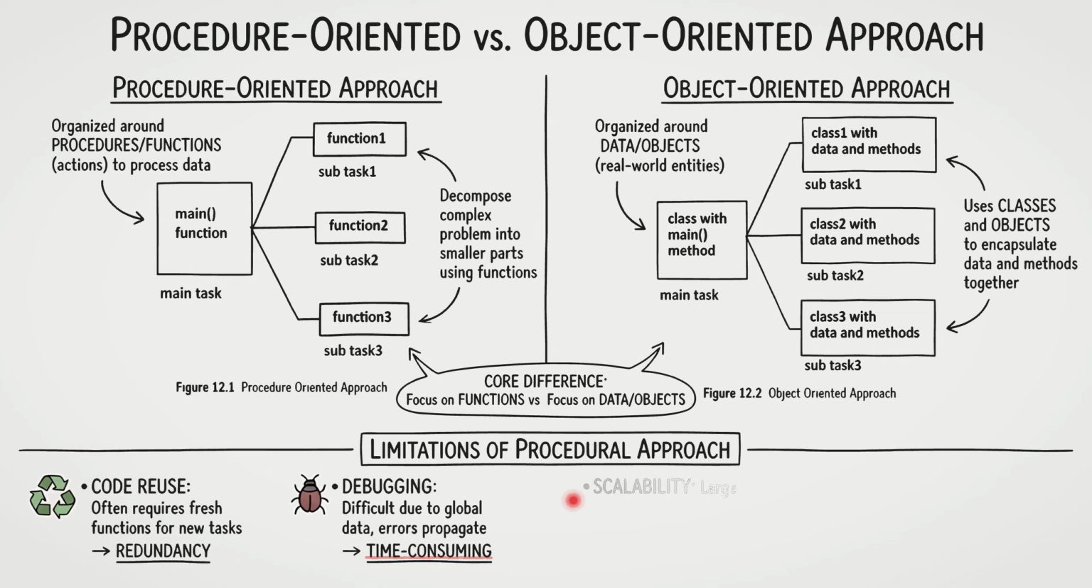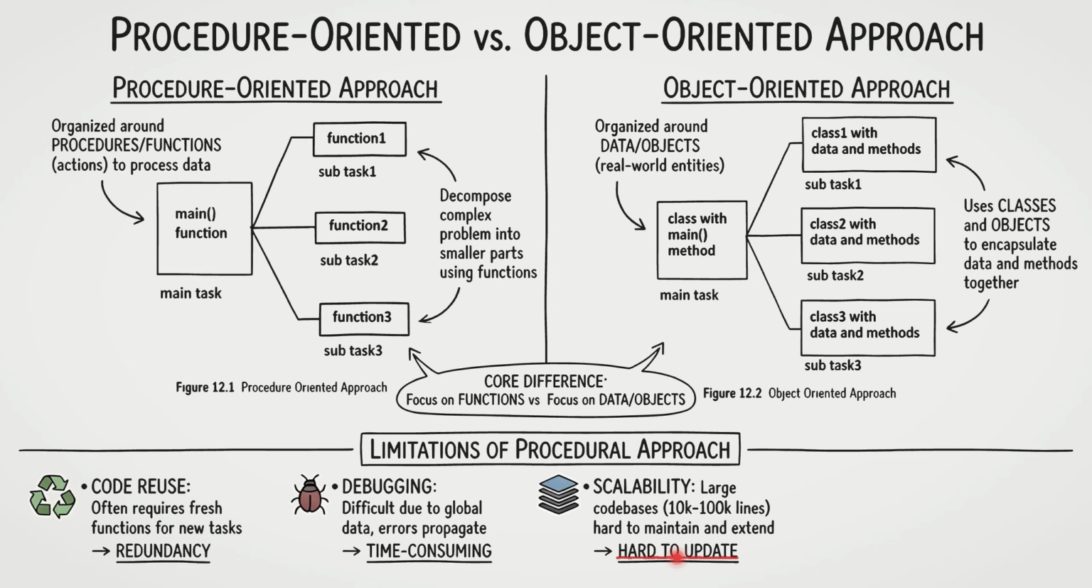Third, the system faces massive scalability issues. When a codebase grows to between 10,000 and 100,000 lines, developers lose control over the tangled interactions between functions. This makes the software very hard to update without breaking existing features.